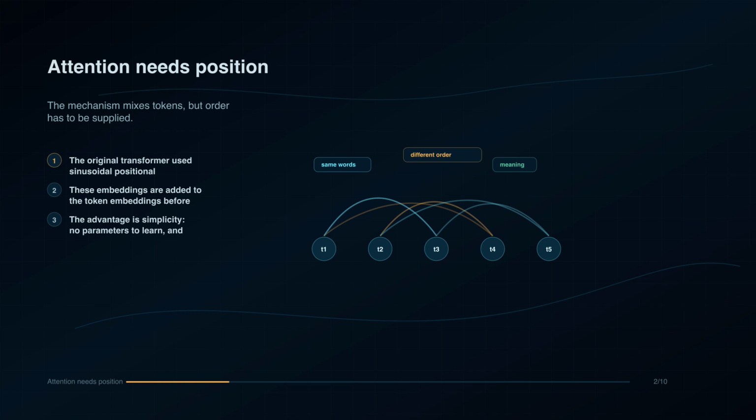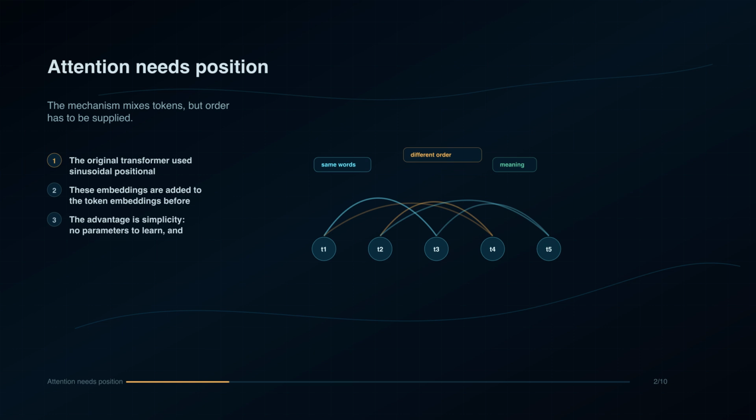An alternative is learned positional embeddings, where position is represented by a learned vector for each position. This allows the model to adapt the position encoding to the data, but it limits the model to a maximum sequence length equal to the number of learned positions. If the model is trained on sequences of length 1000, it cannot directly handle sequences of length 2000. Extrapolation to longer sequences requires techniques like positional interpolation or changes to the encoding scheme.